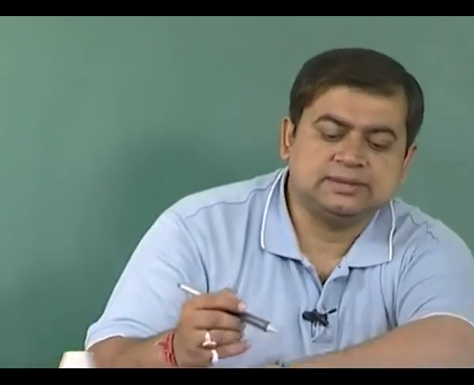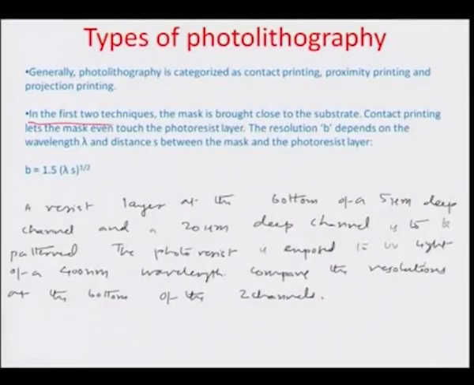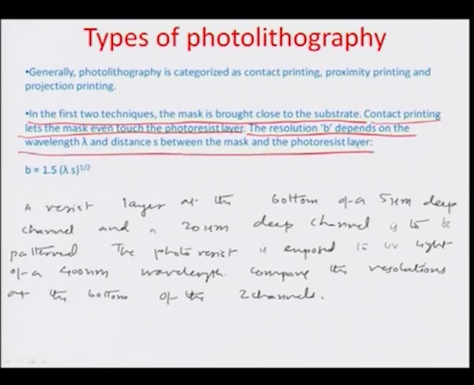So, in the first two techniques, the mask is brought close to the substrate, as I have just indicated. Contact printing lets the mask even touch the photoresist layer. The resolution B in such a case depends on the wavelength lambda and the distance s between the mask and the resist layer, and B is expressed as 1.5 times lambda times s to the power of half. Again, lambda is the wavelength, s is the distance between the mask and the resist layer.